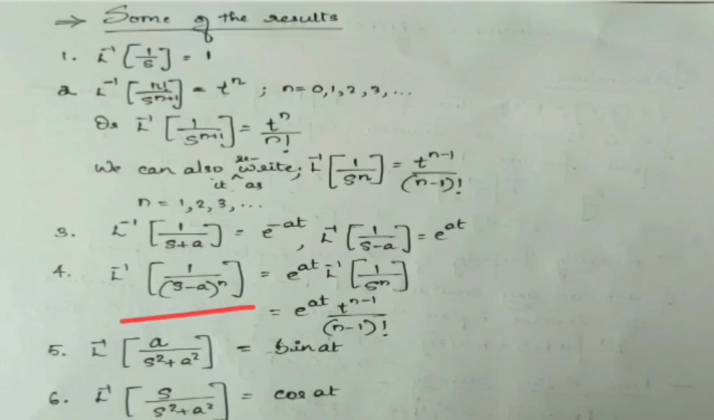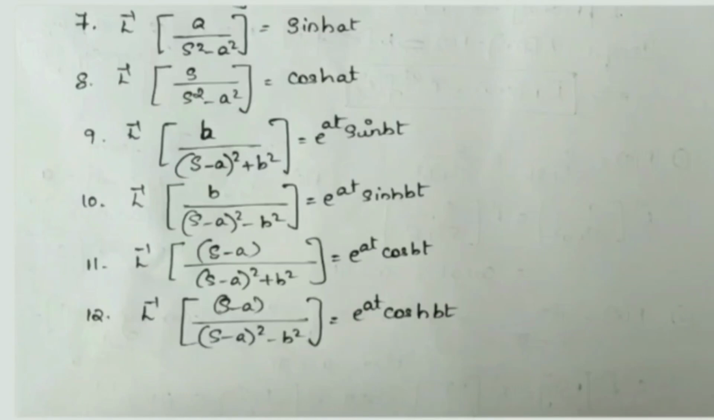So Laplace inverse of 1 by s minus a raised to n is equal to e raised to at Laplace inverse of 1 by s raised to n, which is equal to e raised to at t raised to n minus 1 by n minus 1 factorial. Now Laplace inverse of a by s square plus a square is equal to sin at. Laplace inverse of s by s square plus a square is equal to cos at. Similarly, Laplace inverse of a by s square minus a square is equal to sinh at. Laplace inverse of s by s square minus a square is equal to cosh at.